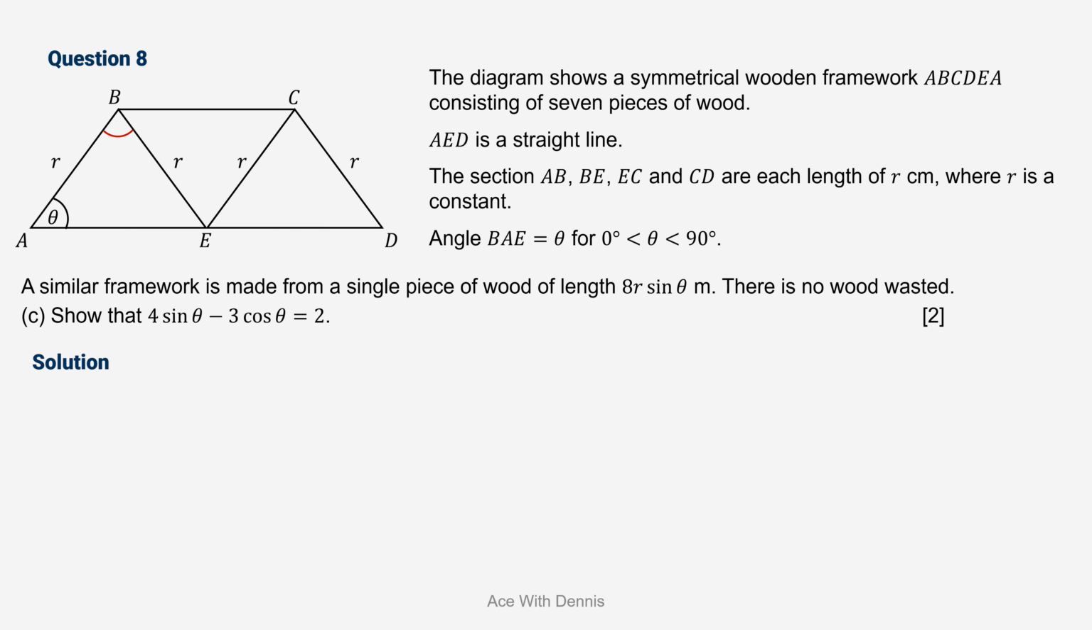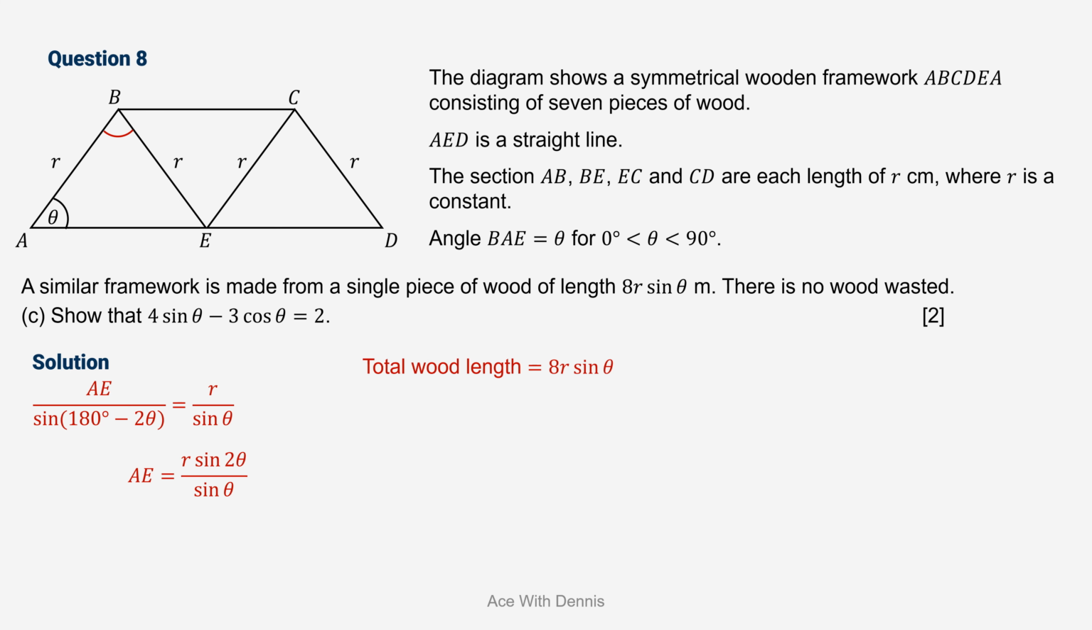First, we apply the sine rule and get this equation: AE over sine of 180 degrees minus 2 theta equals r over sine theta. Then we make AE the subject. It becomes r sine 2 theta over sine theta. Remember, from the previous question, we know that sine of 180 degrees minus 2 theta is sine 2 theta. That's how we get AE is r sine 2 theta over sine theta.